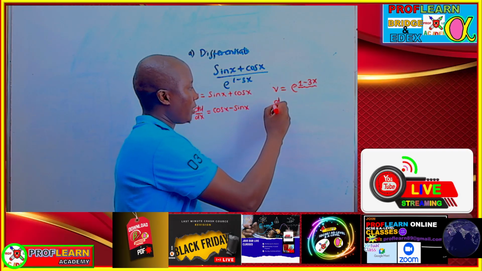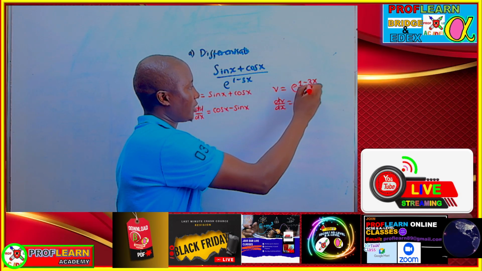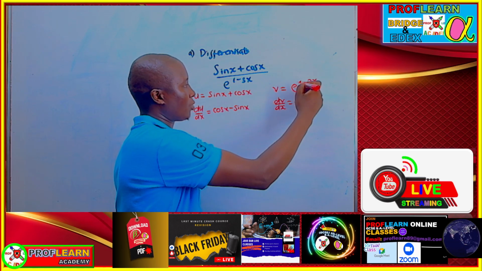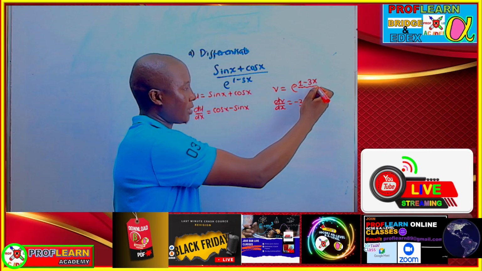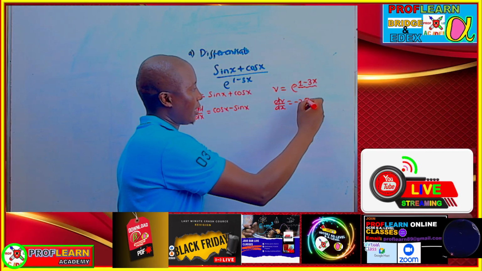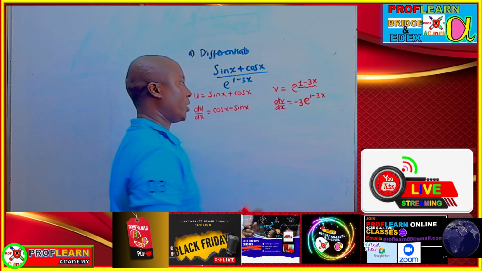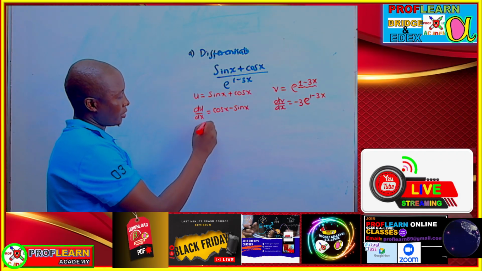So dv/dx is going to be differentiating the power, and we get negative 3, because if you differentiate 1 it will be 0. Differentiating negative 3x, that becomes negative 3. Then we shall have the exponent 1 − 3x the way it was. Then at this point we can apply the quotient rule.